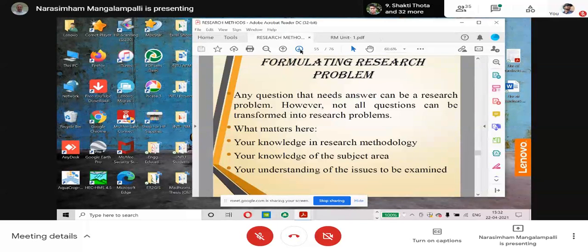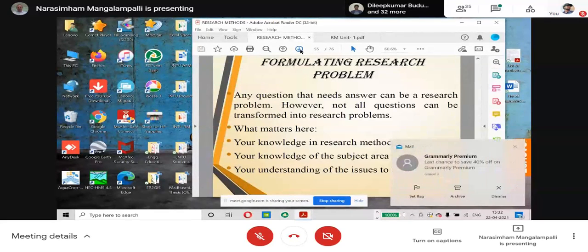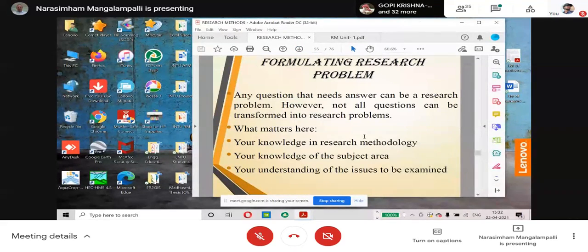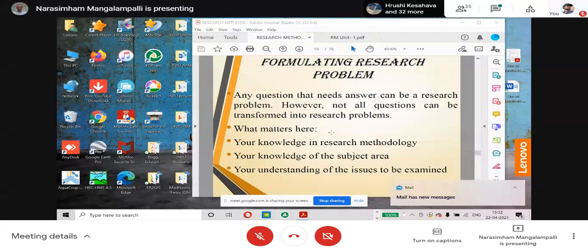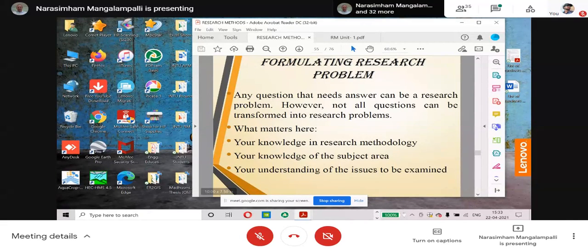Then you go in for formulating the problem. See, any question that needs an answer can be a research problem. However, not all questions can be transformed into research problems. So what matters here is your knowledge in research methodology, your knowledge of the subject area, and your understanding of the issue to be examined. If you have better knowledge of the research methods, your problem identification will become simpler.